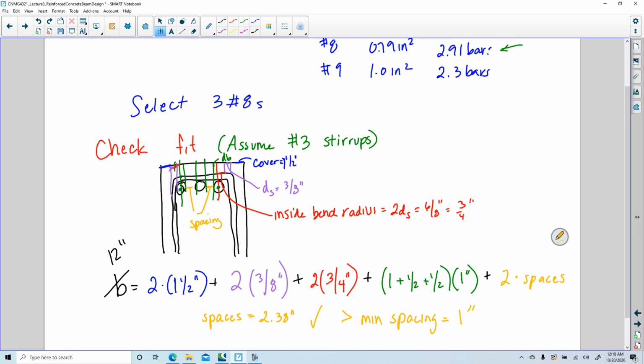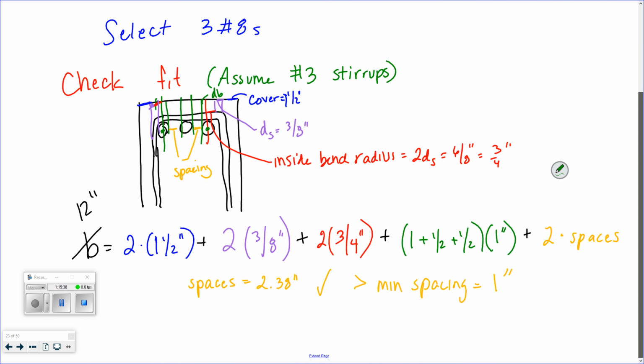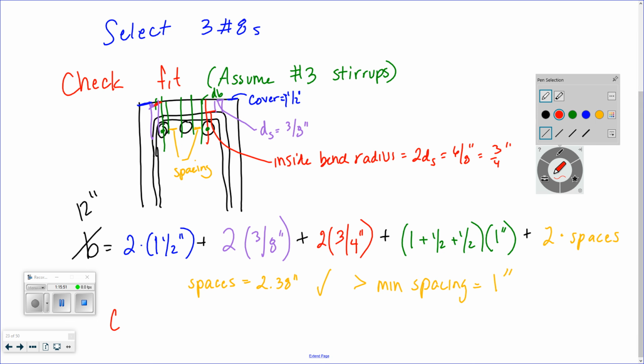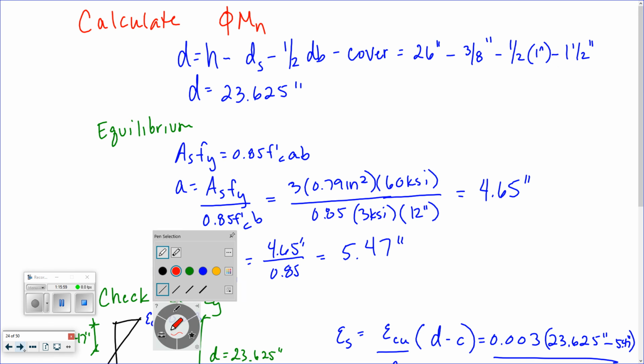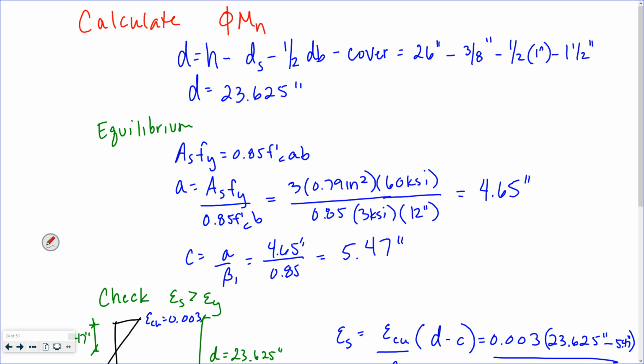Now we have to calculate our nominal capacity. All right, so we selected our bars, our 3 number 8s, checked the fit. Oh, we better check As min too. Well, we're going to do that on the next page. I mean, it should be fine, but you know. So I just went ahead and calculated phi Mn. You can go ahead and do that on your own if you'd like, right?